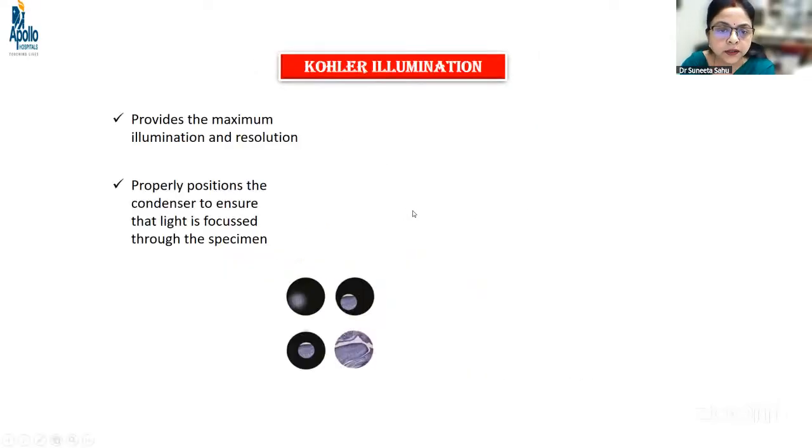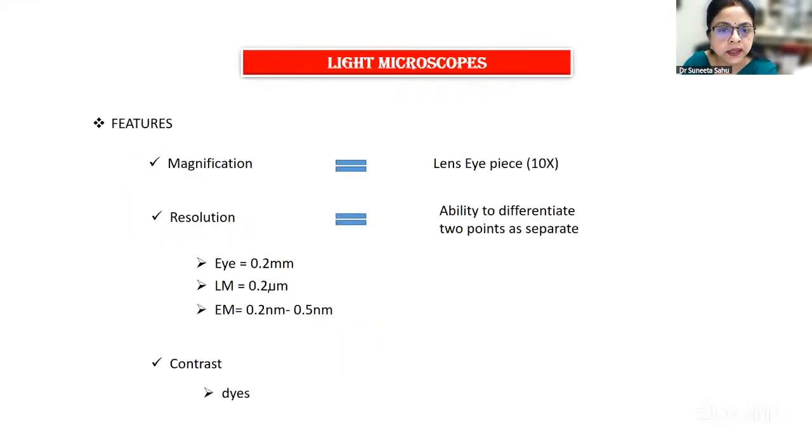Now, Koehler illumination is used because it provides the maximum illumination and resolution, and this must be known to those of us who use bright field microscopes, because if the condenser is not positioned properly, we will not get the Koehler illumination. That is why this has to be known by one and all who use light microscopes.